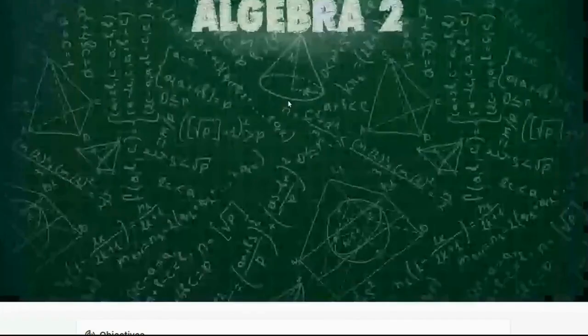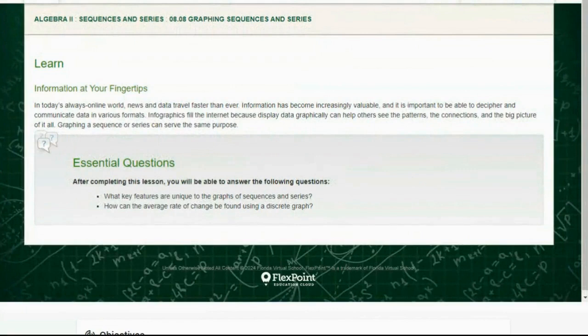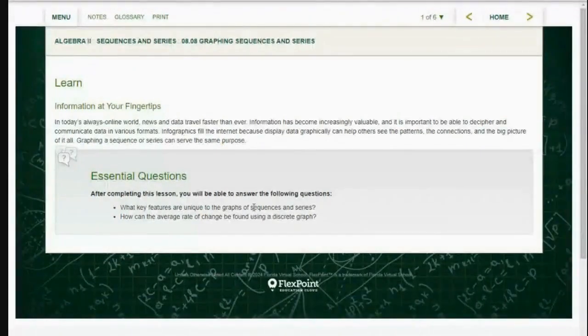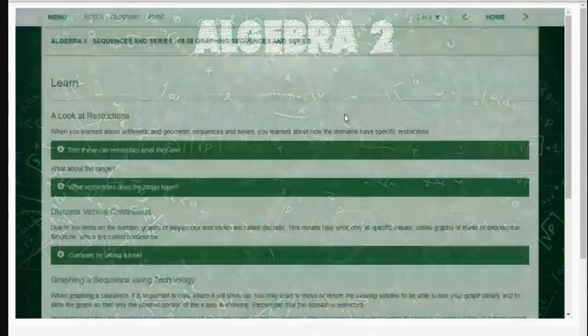All right, graphing sequences and series. Let me share this the other way because I know we're going to need to switch back and forth to Desmos. So we're going to learn what key features are unique to graphs of sequences and series, and how the average rate of change can be found using a discrete graph. Let's check out page 2.